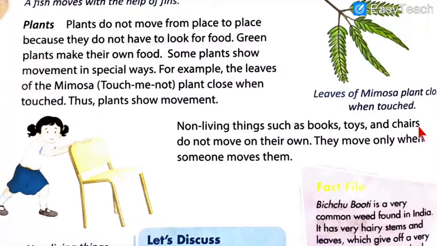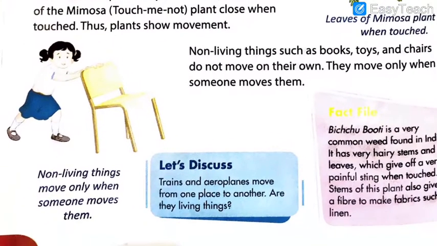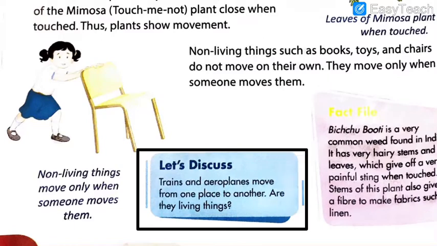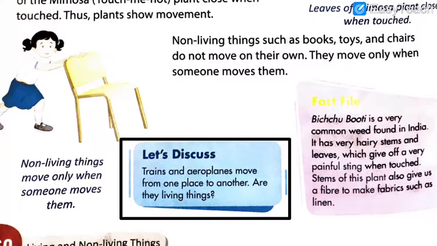Non-living things such as books, toys and chairs do not move on their own, they move only when someone moves them. This is also what we have already done in the previous lecture, in which there was a fun discussion: if trains and aeroplanes are moving from one place to another place, are they living things? No, they are not living things. Though trains and aeroplanes can move from one place to another place, still they are not living things because they move because of human beings. We human beings drive, we human beings fly the aeroplane in the sky. Aeroplane does not fly in the sky automatically, isn't it so?